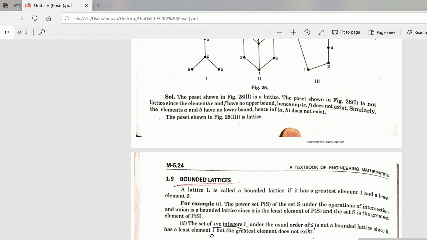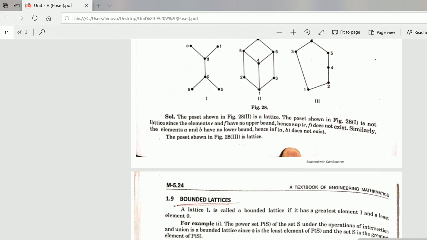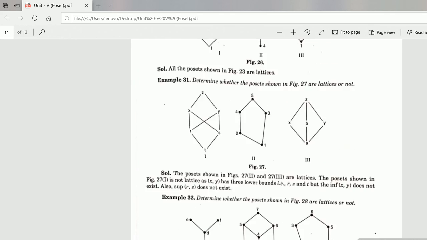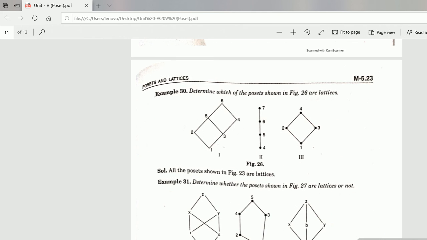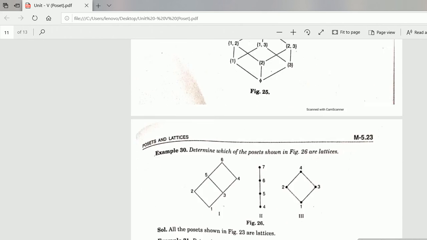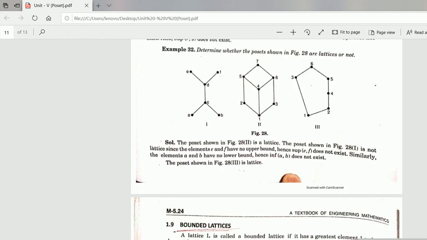In this way we have completed the lattice definitions portion. Some examples we will also discuss in the next lecture, and many more.